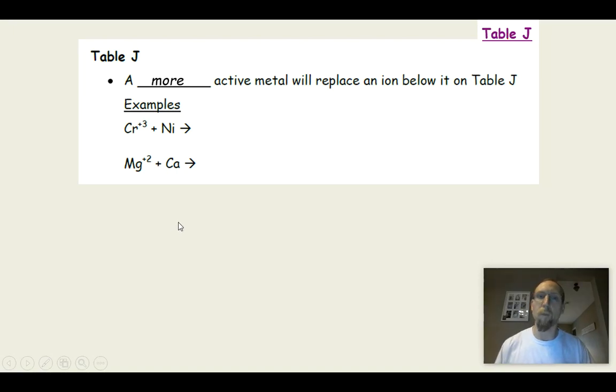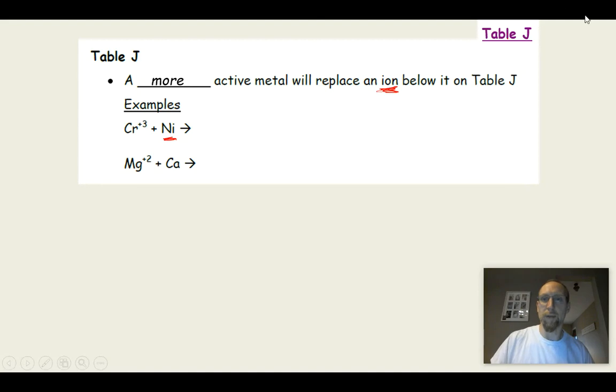So what does Table J show us? A more active metal will replace an ion below it on Table J. Like we said, the higher metal is more active, so the higher metal is going to replace the ion below it. Here's an example: nickel and chromium. Who's the ion? Here's nickel all alone, so no charge. It's an uncombined element. The uncombined element has to be higher than the ion in order for it to be spontaneous.